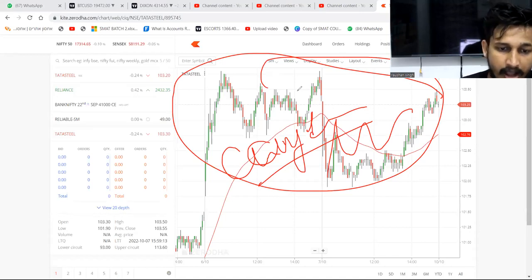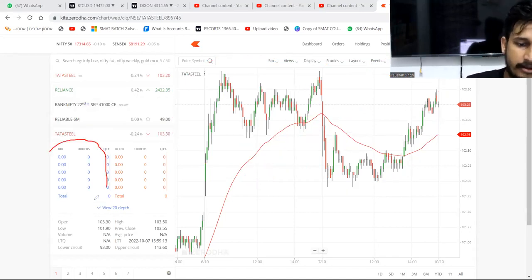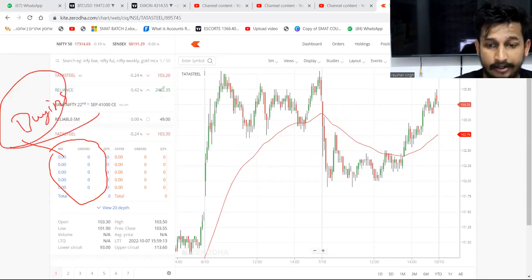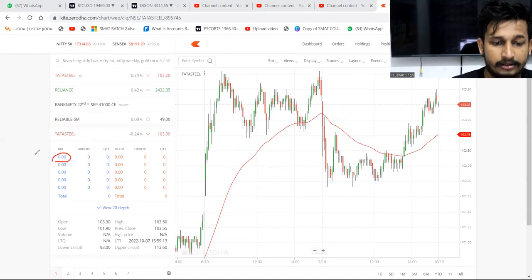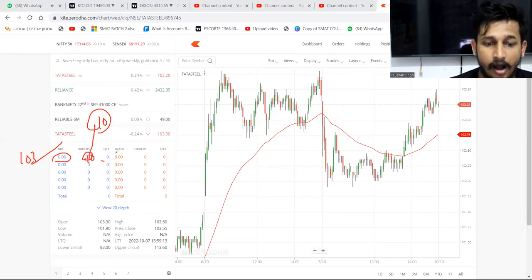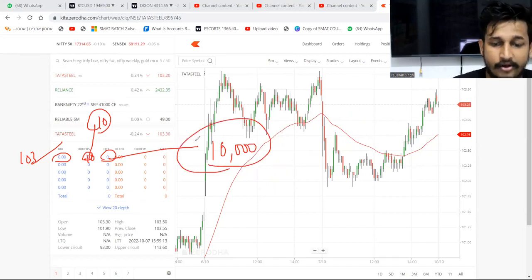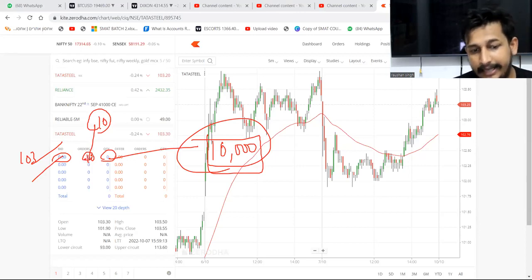Now after this we have bid. In this section we have all the information related to who has placed a buying order, at what price, and how many quantity. So bid will give you the price 103. Orders means how many people, like 10 orders means 10 people have placed orders at 103. Let's say they have placed 10,000 quantity at 103, and 10 people have placed it.